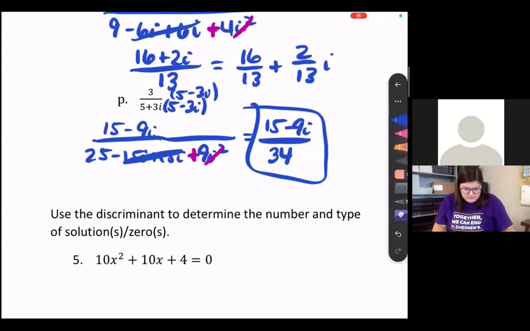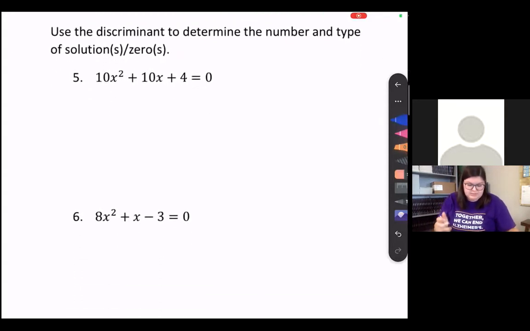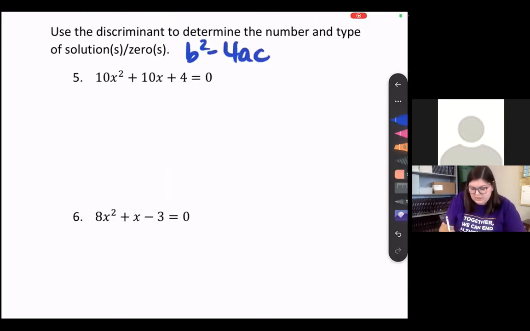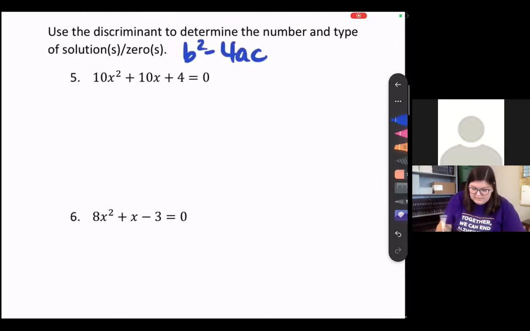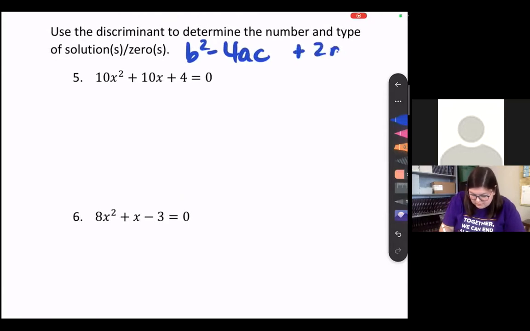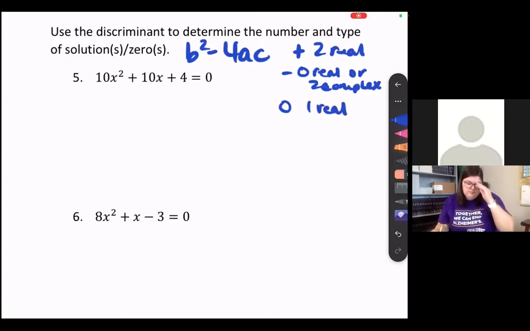Okay. All right, so that's it for our complex numbers. Now we're getting on to the discriminant. Remember, discriminant is b squared minus 4ac. If the discriminant is positive, there's 2 real. If it's negative, there's 0 real or 2 complex. And if it is 0, then there is 1 real solution, okay?